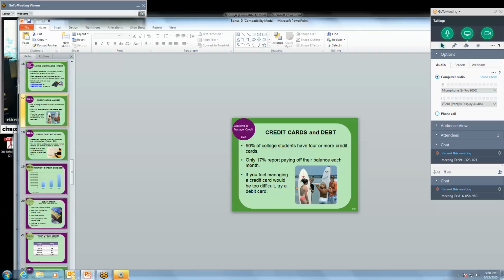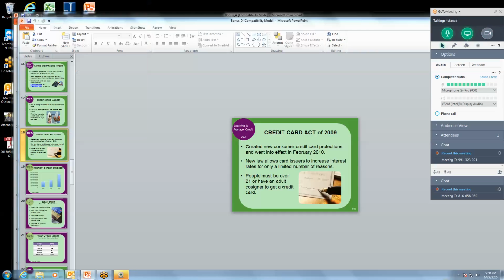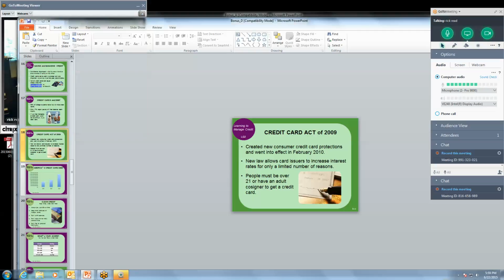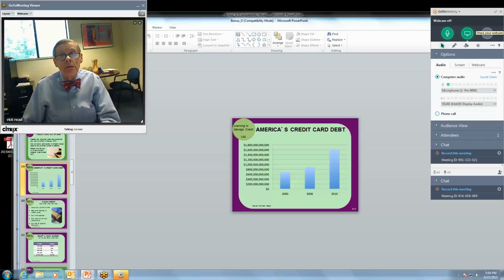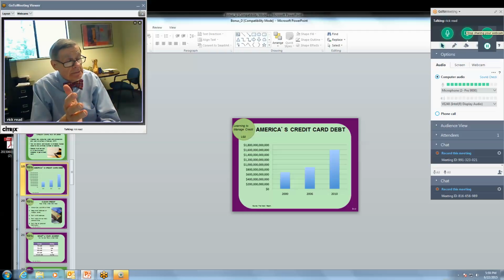This is just credit cards. I'm not going to talk about that. Debit cards have come around. The Credit Card Act of 2009 allows card issuers to increase interest rates only for a limited number of reasons. It doesn't mean they won't. Be careful about that. Again, I repeat, pay off your credit card bill when it comes every month. It just is very important. I have people near and dear to me that I have a hard time convincing of that. This is our credit card debt, which can really get you worked up if you look at it too much.